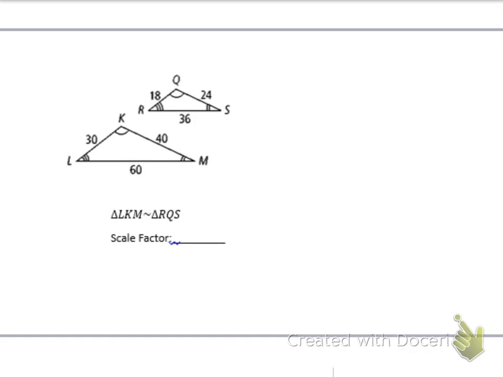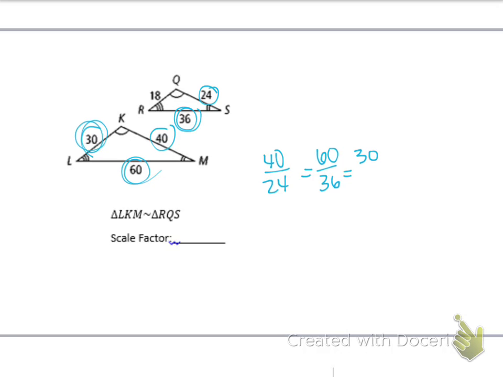Okay, my next one. Looks like we got matching angles. Now I check my sides. So if I pick 40, it matches with 24. 60 is matching with 36. And then my last one, 30, matches with 18. Okay, so when I simplify them all, I get 5/3, 5/3, 5/3.